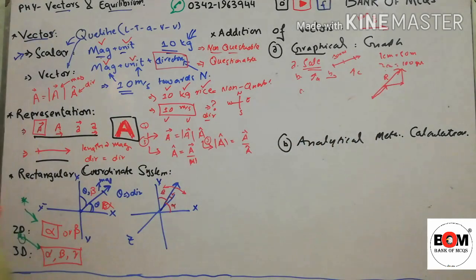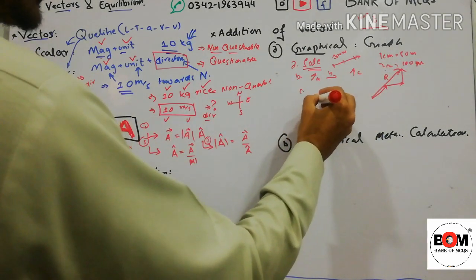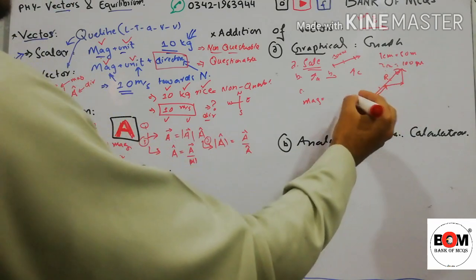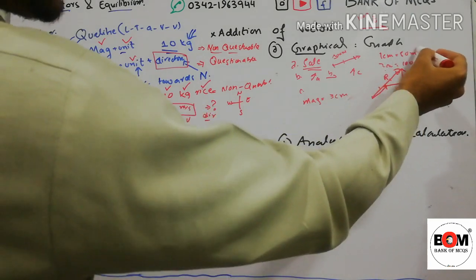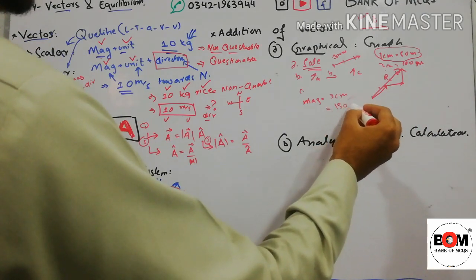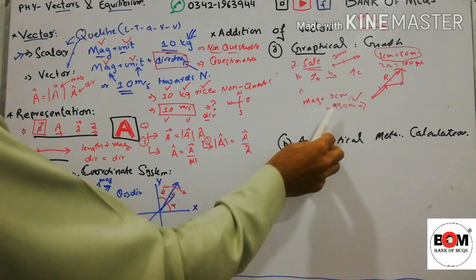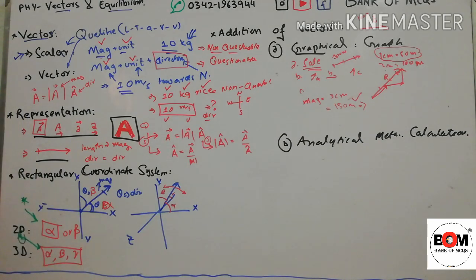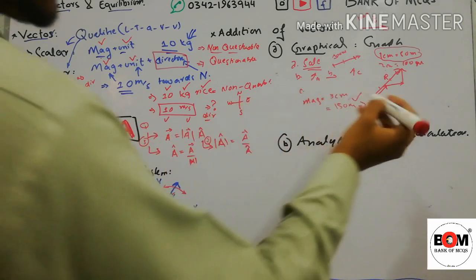Now to find the magnitude of R, we will measure its length: 1, 2, 3. Suppose it is 3 centimeters. So from the given scale, we know that 1 centimeter was 50 meters. So 3 centimeters is 150 meters. So the resultant is 150 meters. In this way, we find the resultant from the graph. The second, to determine the direction, measure the angle with the x-axis in the anti-clockwise direction.